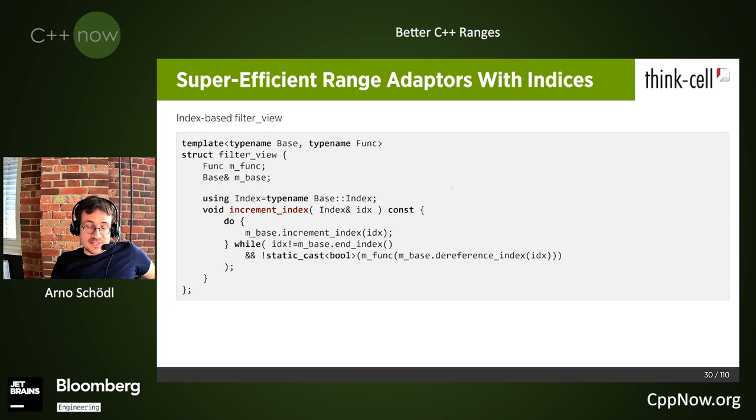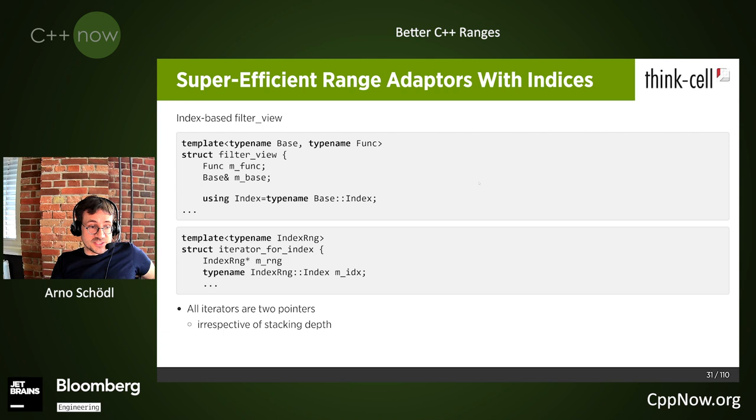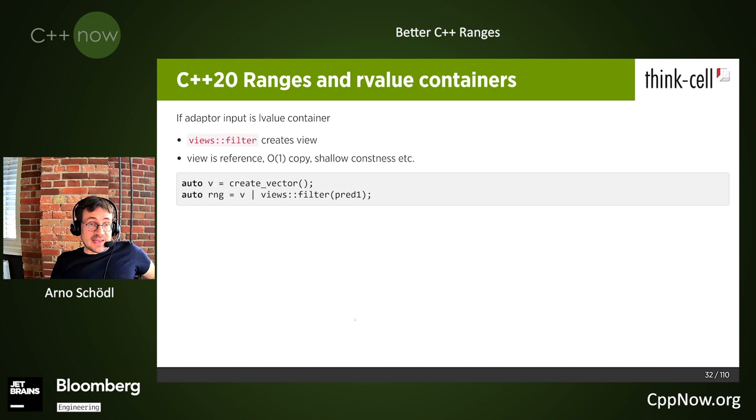So that way you can build filters arbitrarily large, and every iterator still has only two pointers, no matter how deeply you are stacking them. Now, there's also a special thing. We already talked about the effect of R values on algorithms in the standard library. There is a similar thing with views on R values.